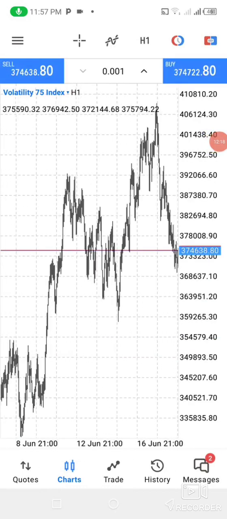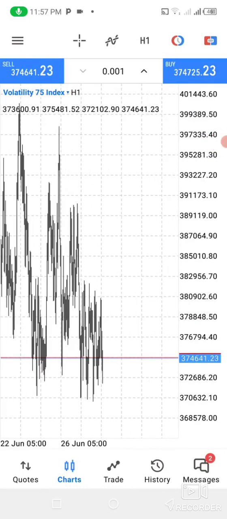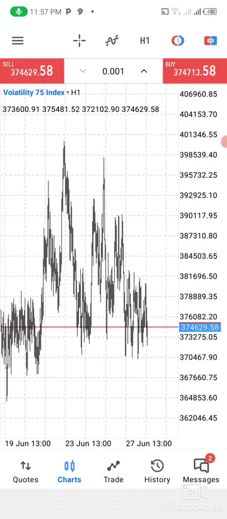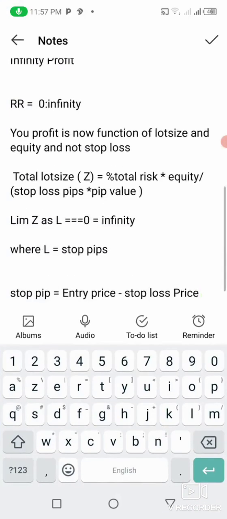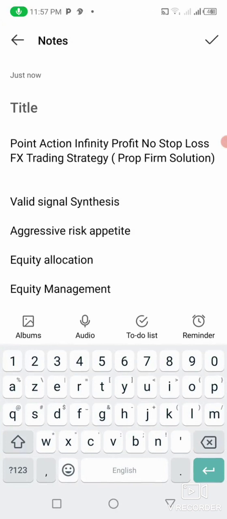Now this is Volatility 75. After synthetic, I'll go to Forex. Now remember the topic. The topic is point action infinity profit, no stop loss, FX trading strategy, prop firm solution. Now, what do you understand by point action? Okay, now what is point action?